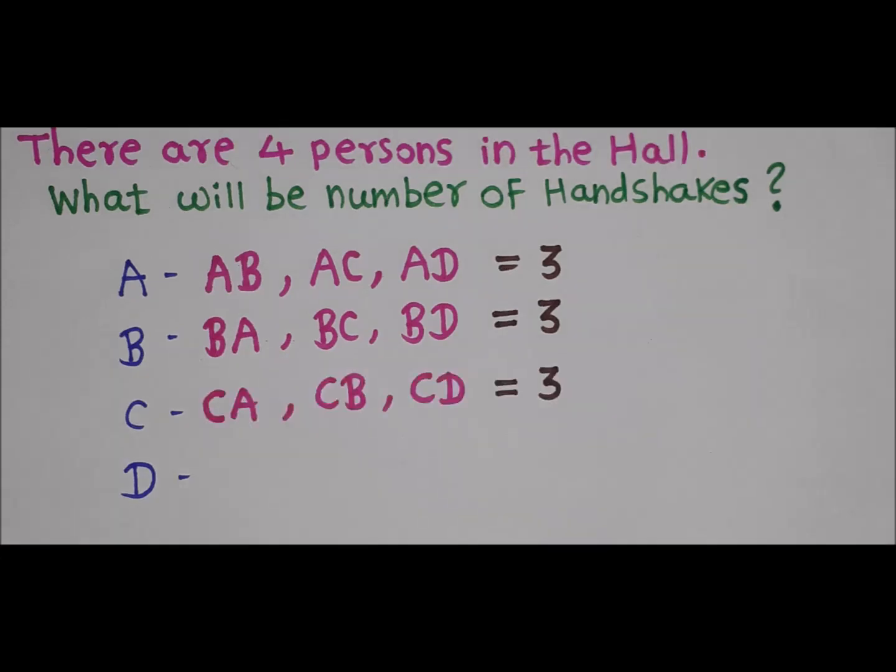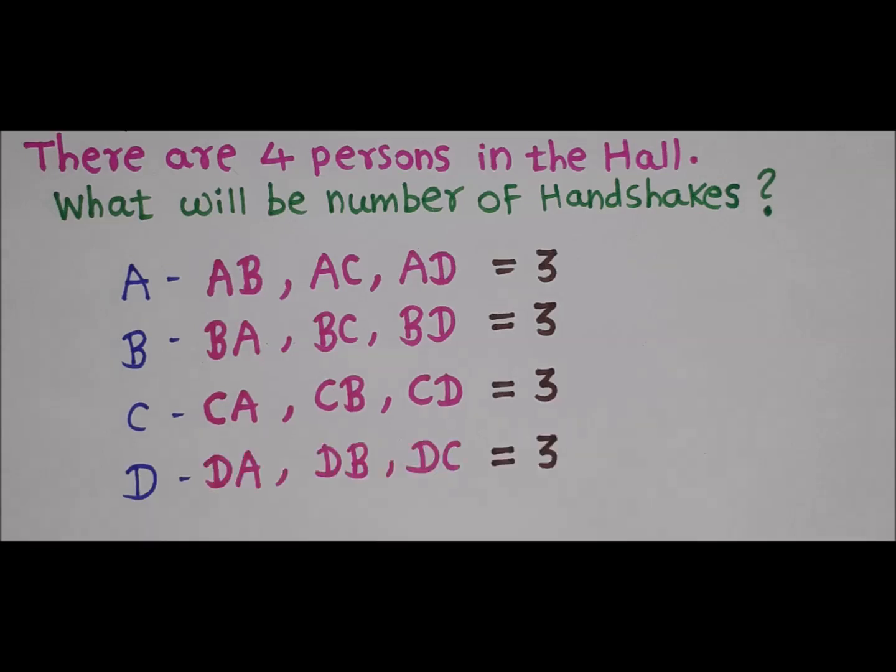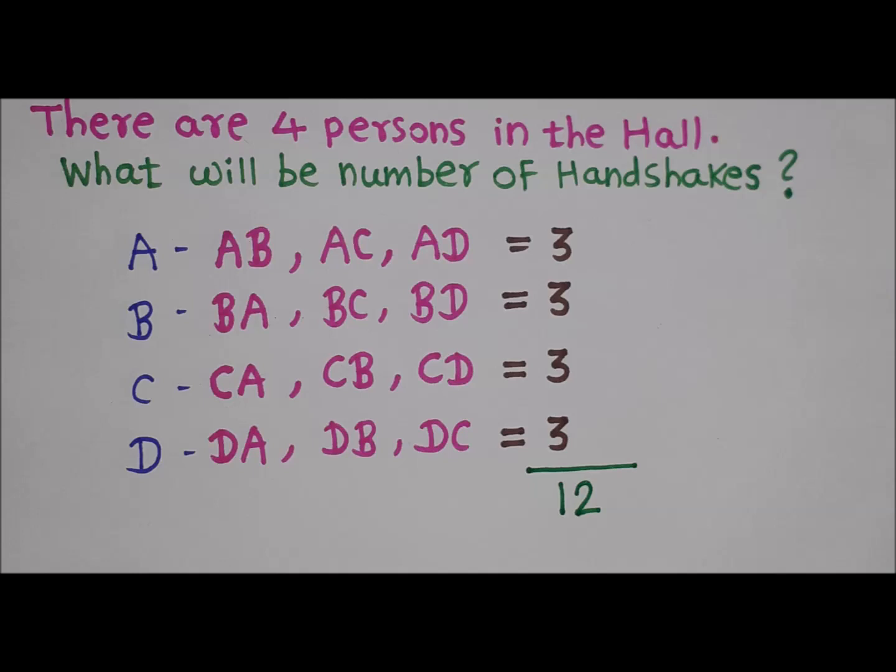Similarly, C will shake hand with A, B and D, that is CA, CB and CD. Hence, the number of handshakes by C will be equal to 3. In the same manner, D will shake hand with A, B and C, that is DA, DB and DC. Hence, the number of handshakes by D will be equal to 3. Therefore, the number of handshakes will be 3 plus 3 plus 3 plus 3, which will be equal to 12.